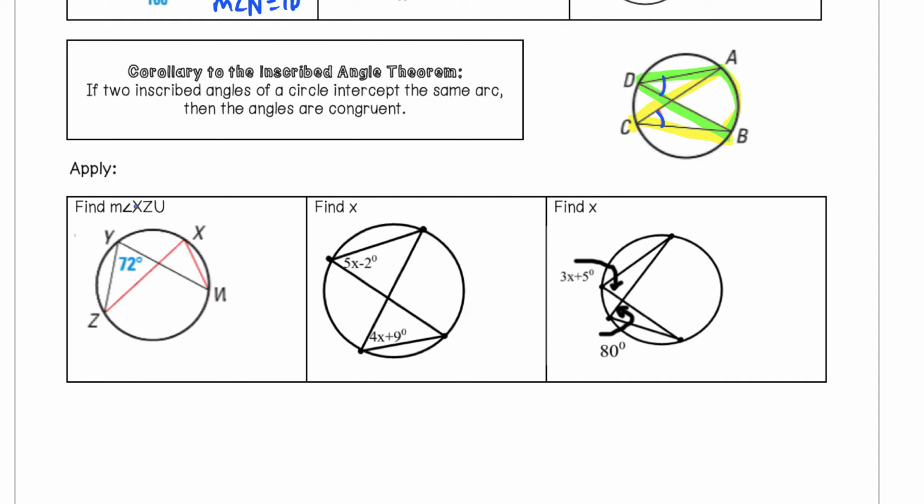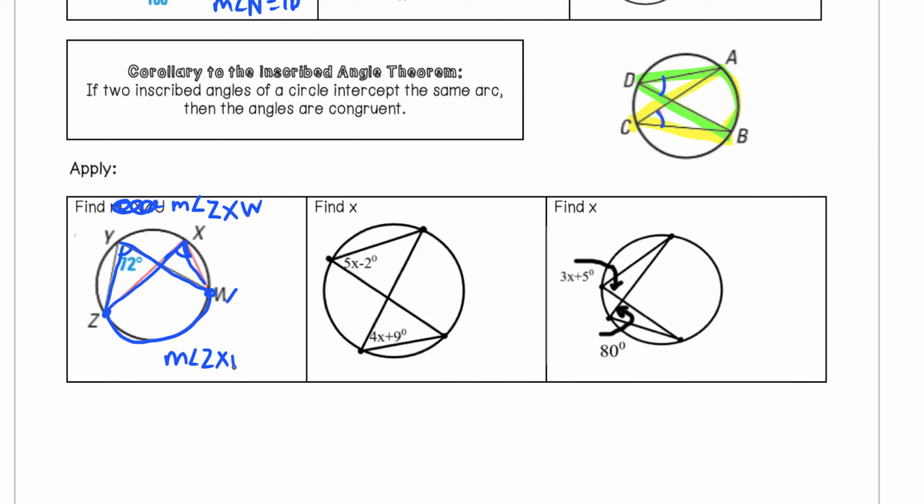In this first example, I meant to change this, it should be: find the measure of angle ZXW. This letter over here was a W. So I want the angle ZXW, which is right here. That is an inscribed angle with the arc ZW. I have another inscribed angle with the arc ZW. Since they share the same intercepted arc, those two angles must be congruent. Since we know the measure of angle ZYW is 72, then the measure of angle ZXW is also equal to 72 degrees.